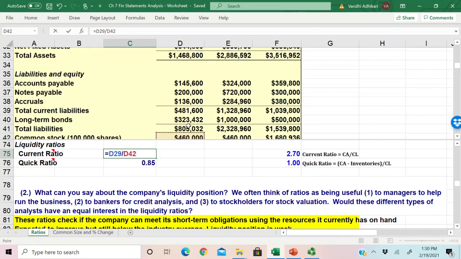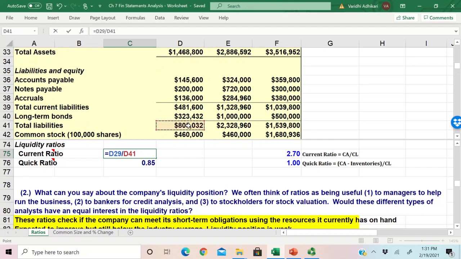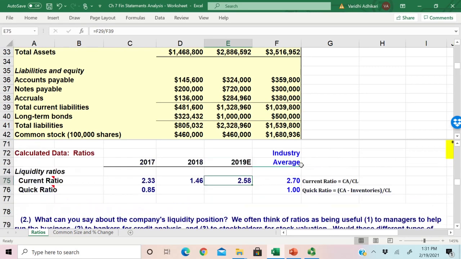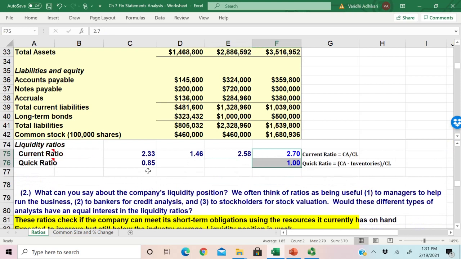Total current liabilities of that year, 2017, is that much, 2.33. All right, and then once I have this, I can drag it across and get the same numbers, these ratios, for 2018 and 2019 projected or estimated, and compare it to the industry averages that are already given there.